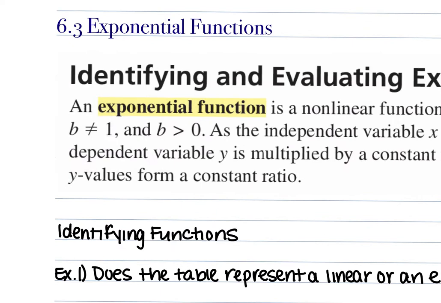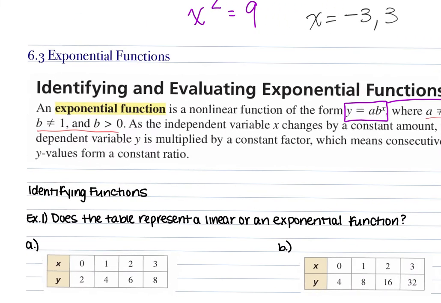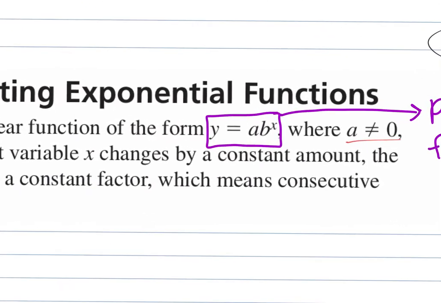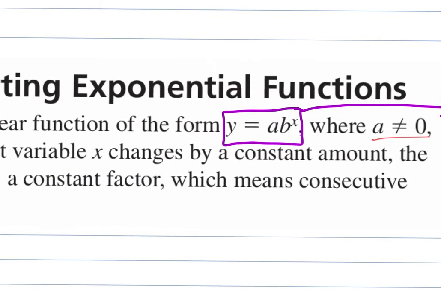And then b cannot be equal to 1. And b needs to be bigger than 0. Underline that as well, okay? The restrictions on b are such that b cannot be equal to 1, and b needs to be bigger than 0, okay? Now, the reason that b cannot be equal to 1 is because what would happen if b was 1, guys? Brady?